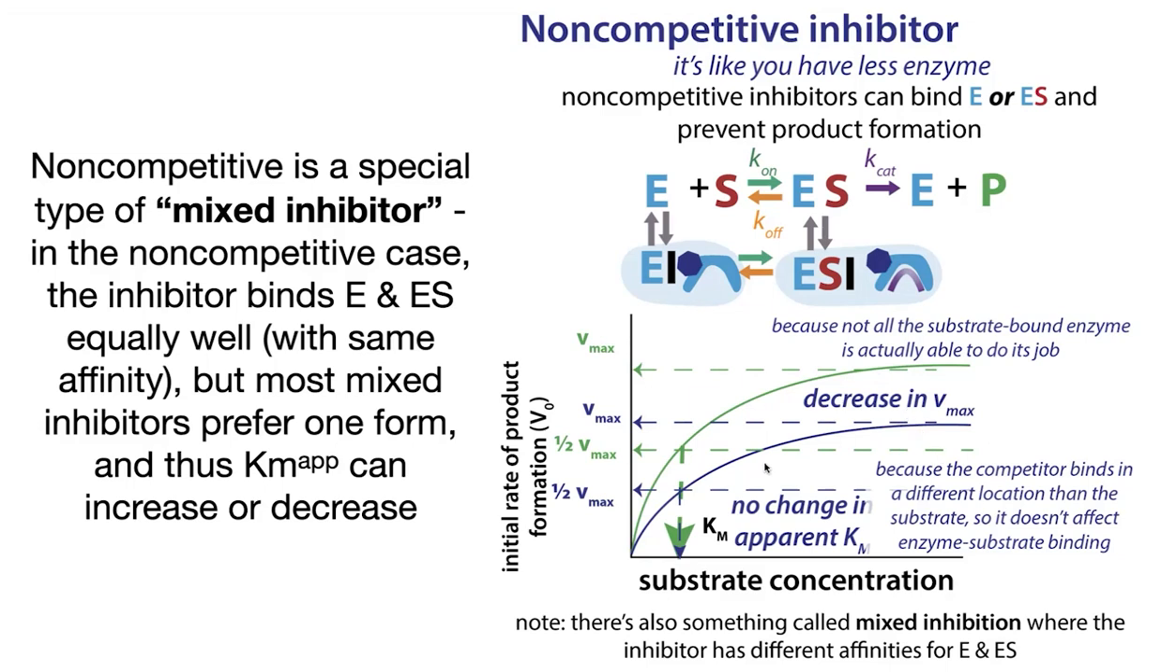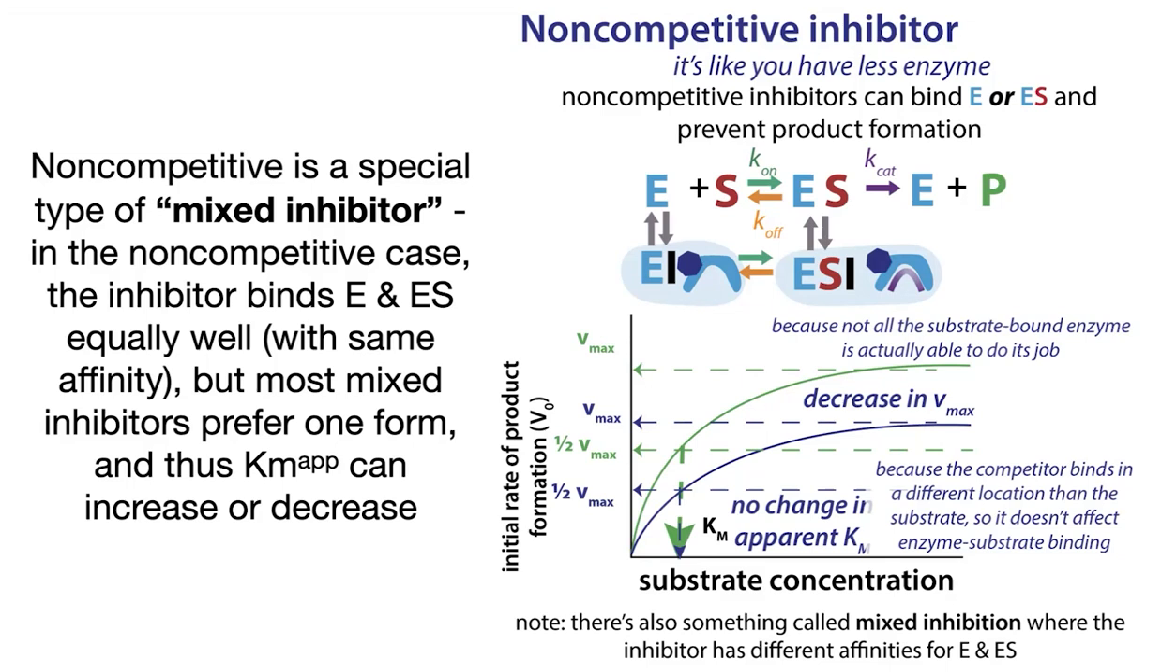What about our Km? Remember, we can simplistically think about Km as a measure of binding affinity. If this non-competitive inhibitor is not competing, then it's not going to change the affinity of the enzyme for the substrate, and so the apparent Km is not going to change. So in the case of a purely non-competitive inhibitor, we have no change in the apparent Km, but we do have a change in the apparent Vmax. Because the inhibitor binds in a different location, it's not competing, but it is keeping the enzyme from doing its job if the enzyme does bind to that substrate.